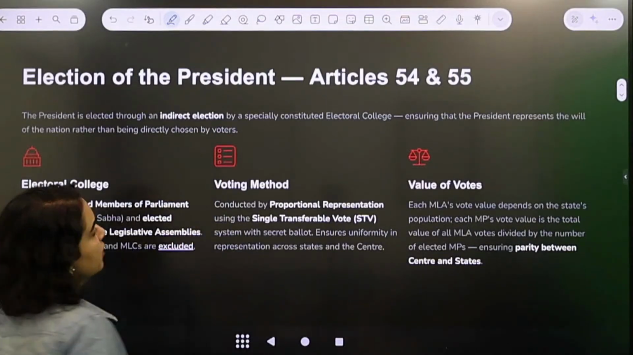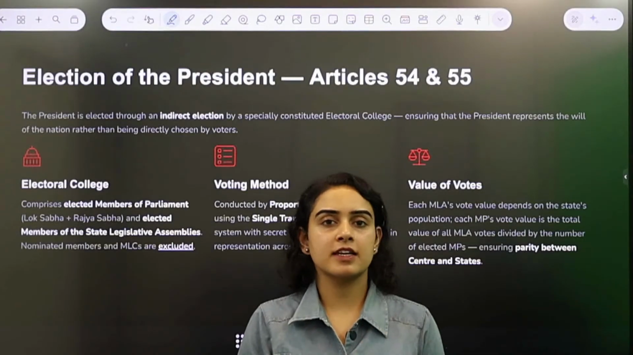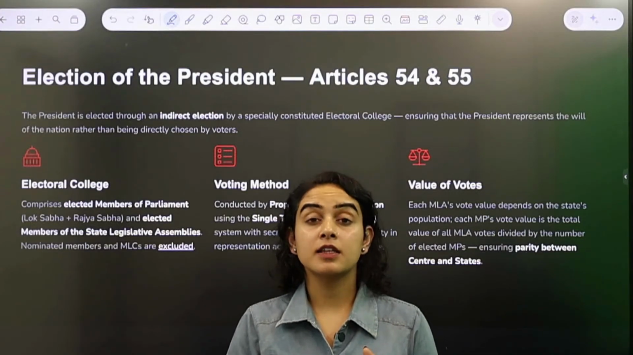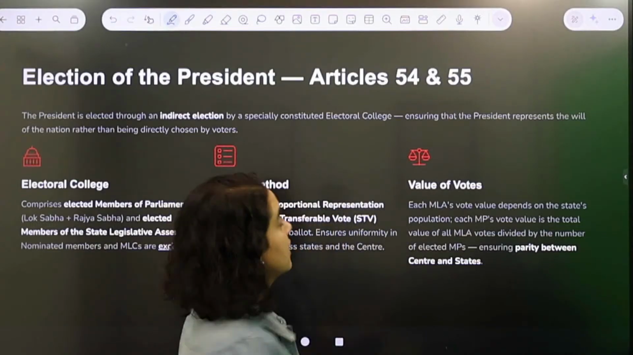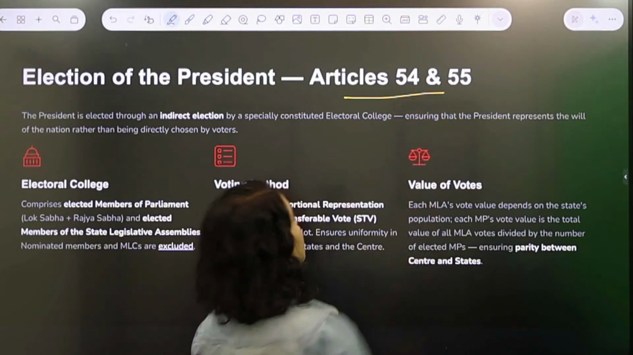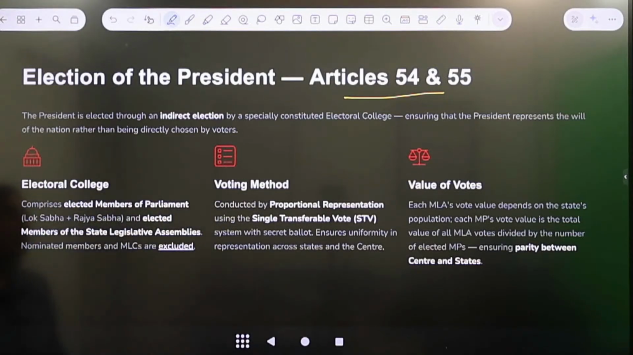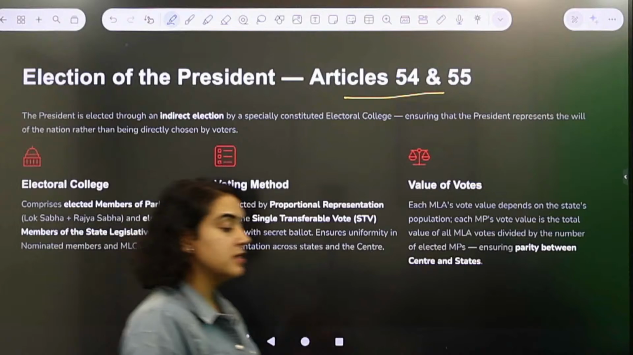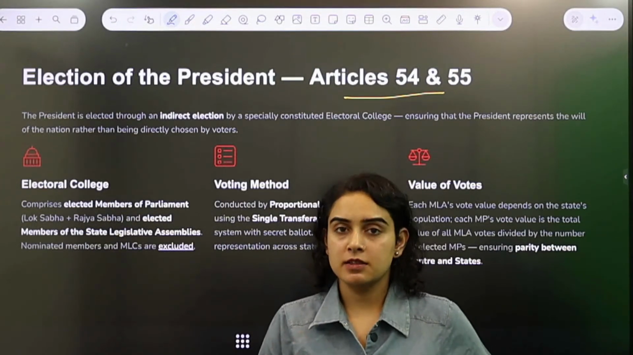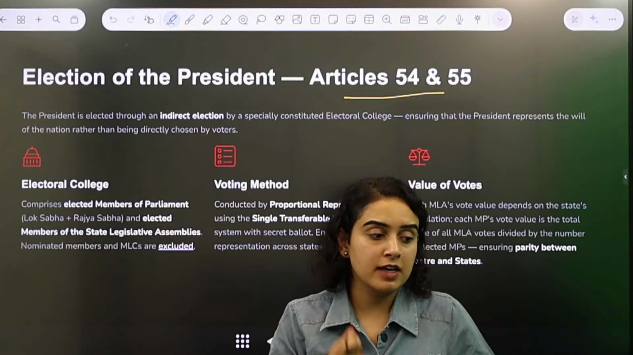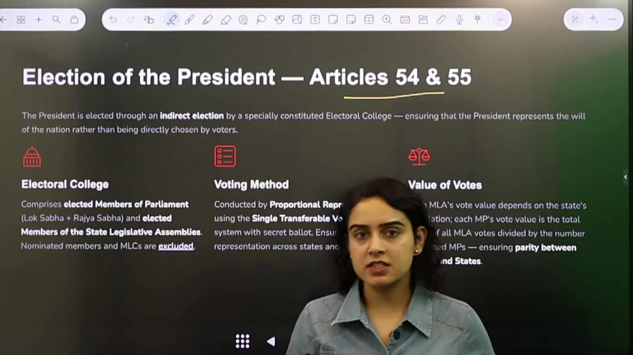Proceeding ahead, something interesting and important for us to understand is how the highest executive body of the country, the president, is actually elected. The provisions around the same have been given to us under Article 54 and Article 55. First things first, it says that the president of the country will be elected. He shall be an elected head. Now, who is going to elect the president is something very interesting to understand.